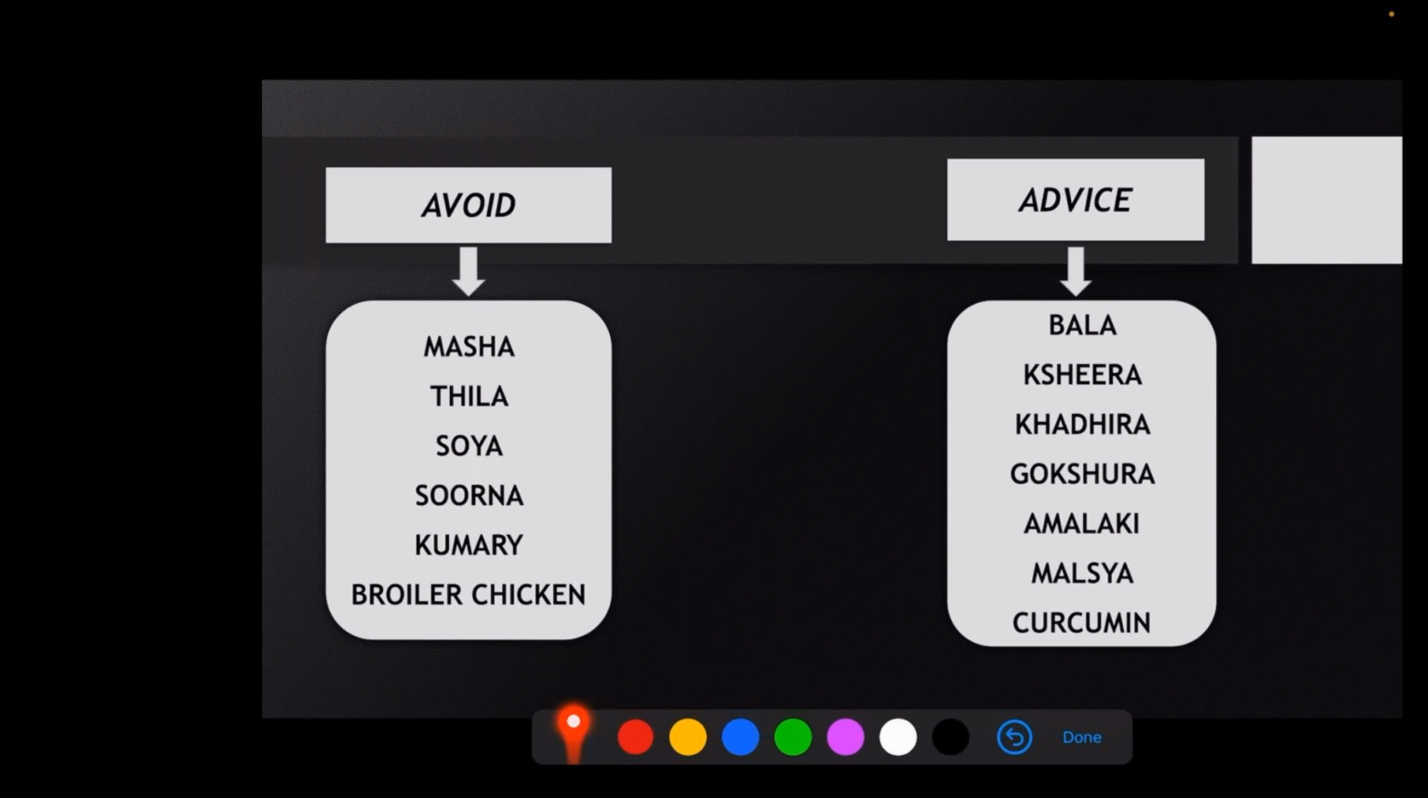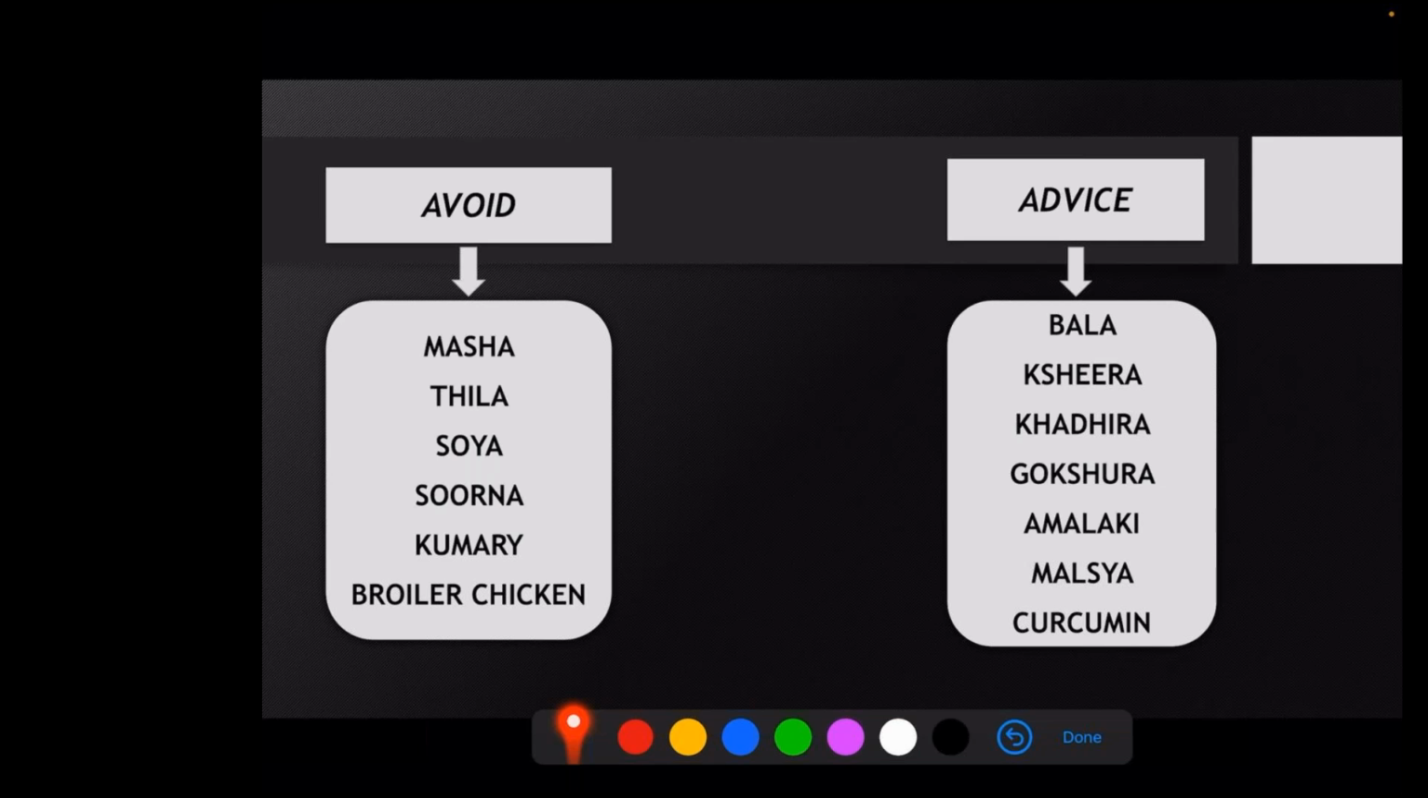See, here some pathya and apathya are also advised. You should strictly advise the patient to avoid masha, tila, soya, surana, kumari, broiler chicken, etc. These have a phytoestrogenic effect that can enhance or promote the development of endometriotic implants. Then you can advise Bala, supposed to have progesterone-like action. Kshira Bala also has progesterone-like action. Khadira is supposed to have androgenic action. Estrogenic influence can be inactivated with androgen also. The Gokshura is also supposed to have an androgenic effect.